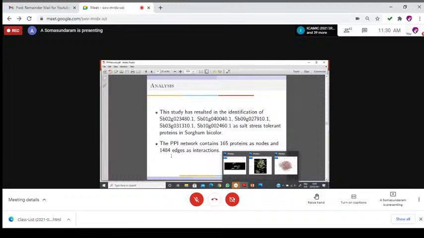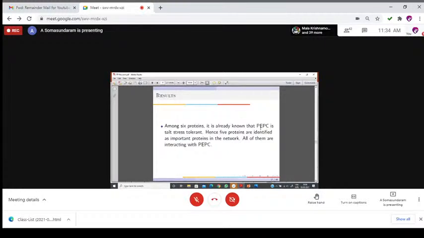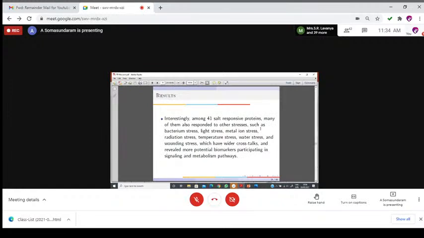So we put them into STRING, and then we could get a graph with 165 proteins, right? The network which I drew was a small network; here we have a huge network. This is our network. For this network also, V5 was defined as an important protein. All of them were interacting with V5, identified as 5. It's already known in the literature that PPC is a salt stress tolerant protein. So this 5 also interacts with them, and that forms a subgraph. All these things we could get from the analysis.